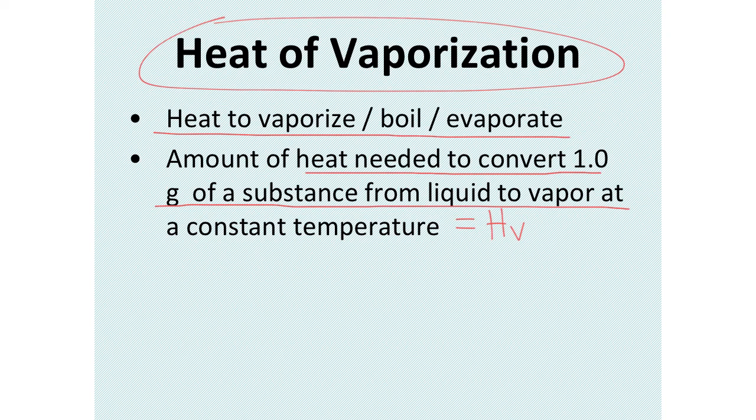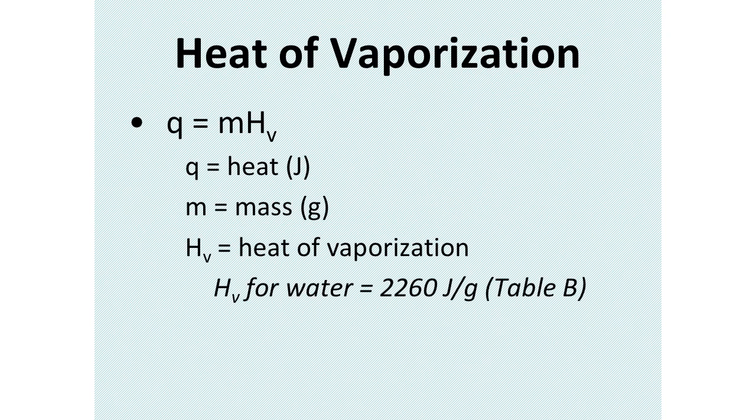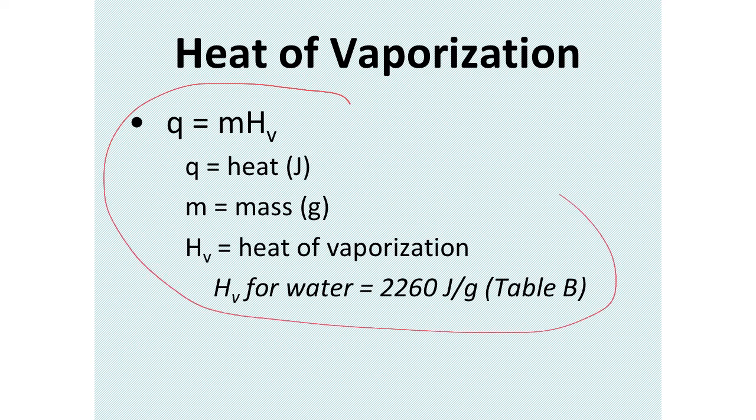Heat of vaporization is an indicator of the strength of the intermolecular forces. The higher the heat of vaporization, the stronger the intermolecular forces, because more heat is needed to separate out the molecules. Our formula is listed on the back of the reference table.